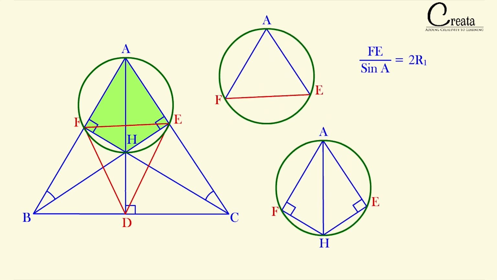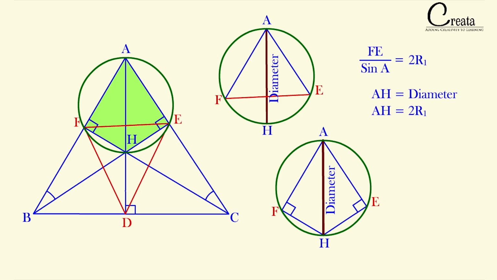Got it? Further, if you observe, AH is the diameter for the cyclic quadrilateral AFHE, and this line segment is also the diameter for the circumcircle for the triangle AFE. So can we say AH is equal to twice of R1? Twice of R1 is the diameter, that is 2 times the radius is the diameter. So we got AH is equal to 2 times R1.